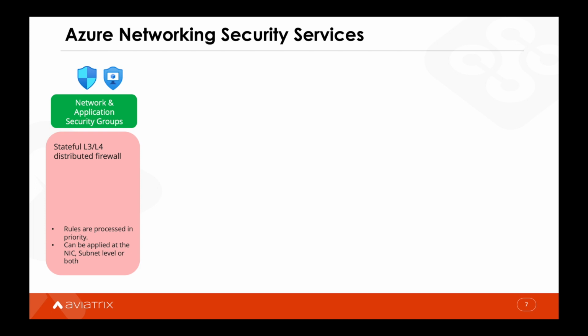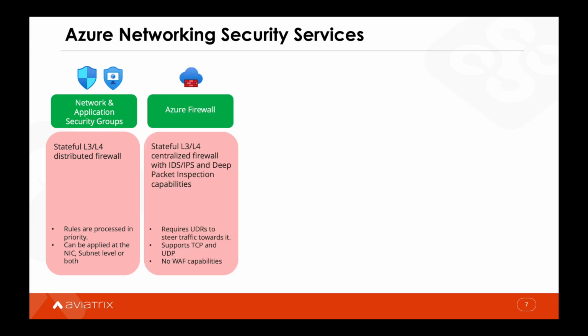UDP is stateless, so that's not a problem. But with TCP traffic, because it's stateful, it only acts upon the three-way handshake. They only impact new connections.